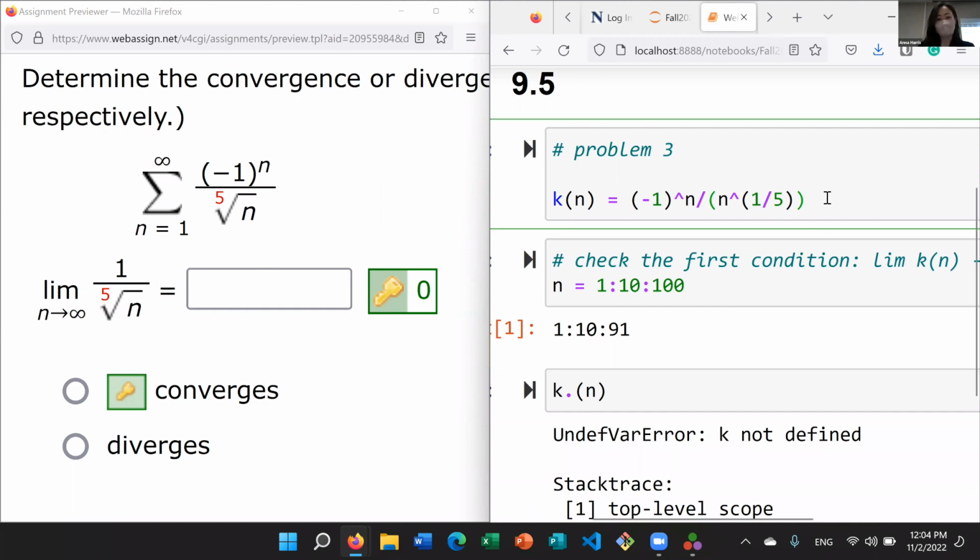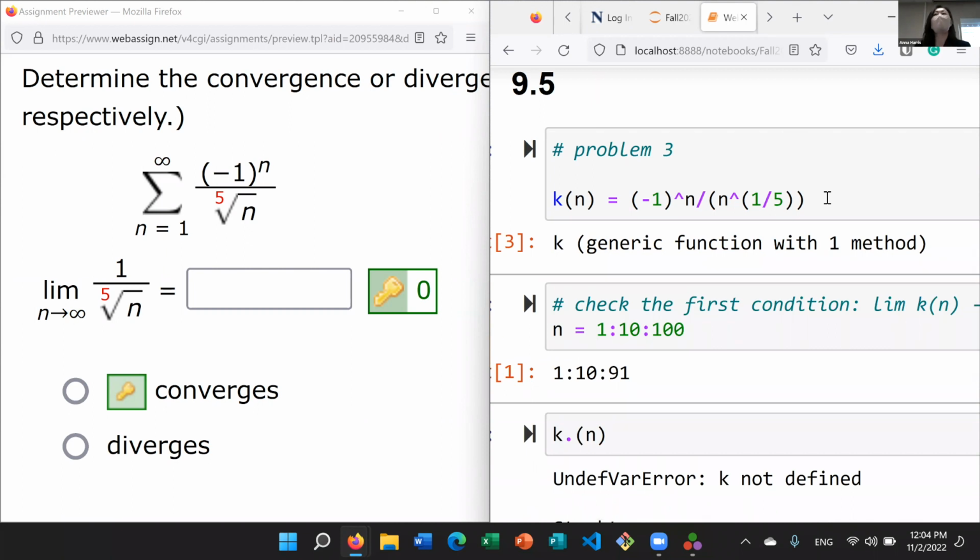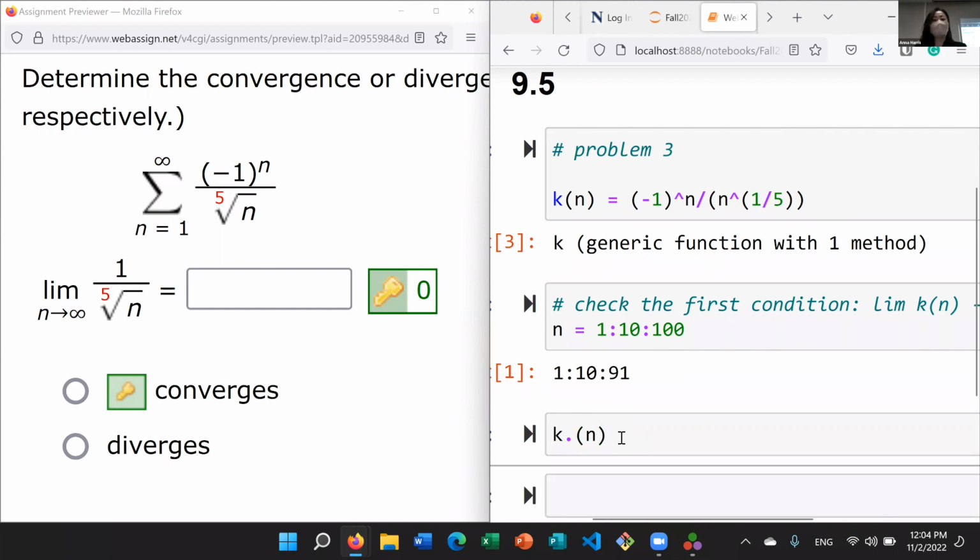Oh, did I not define this one? Okay, I wrote it, but I didn't run it. You have to press enter. So let me look at this.